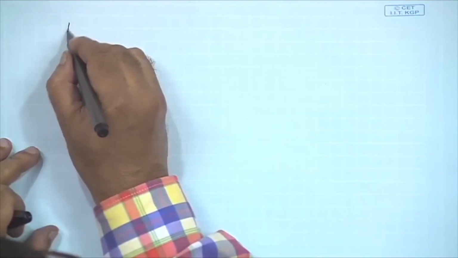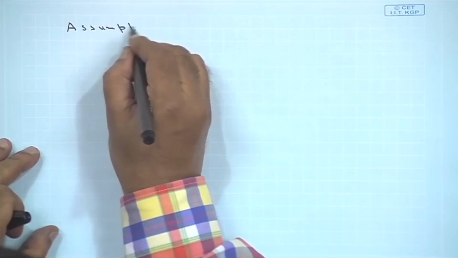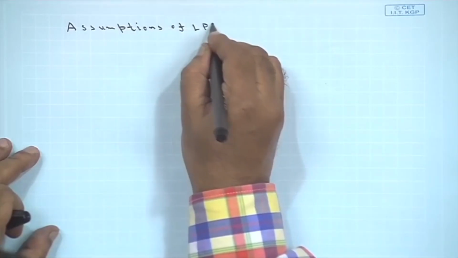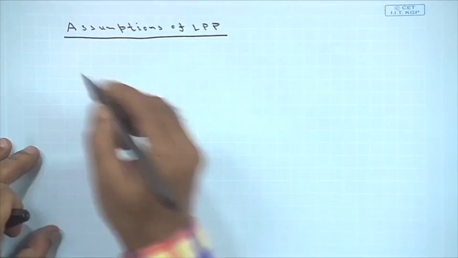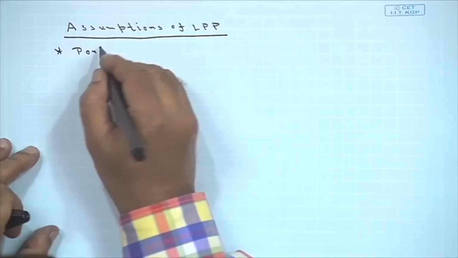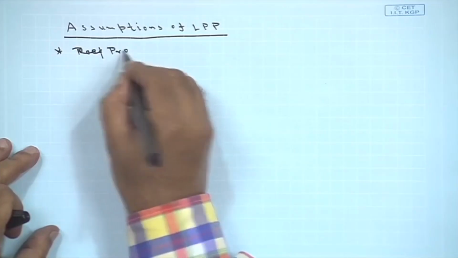So, in the last class we have started the formulation of LPP. We have just told how LPP should be written. Now, let us see what the assumptions of LPP are. One is proportionality.